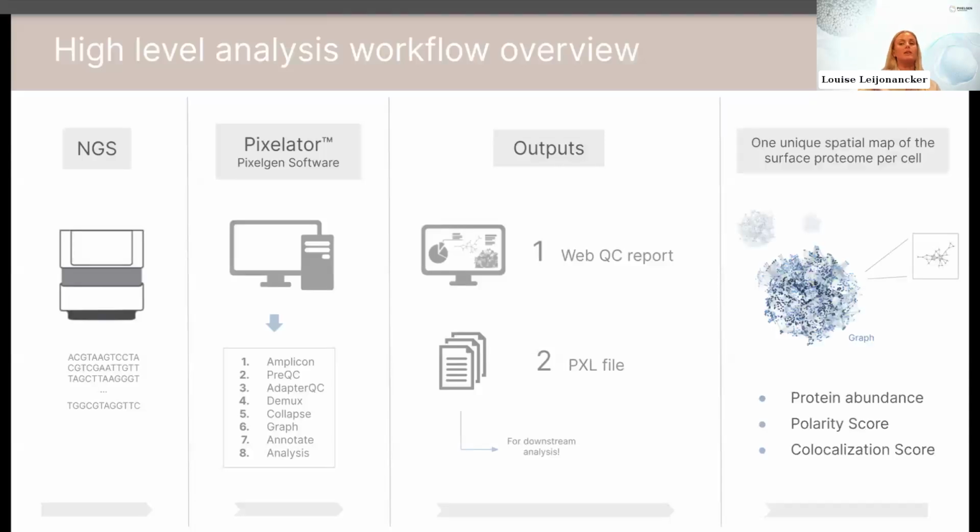So in the end there, you're able to get one unique spatial map of the surface proteome per cell. And using these, you can assess the protein abundance, the polarity score, and the co-localization score. And I'm going to talk more about that in the coming slides, what that is and how we use it.